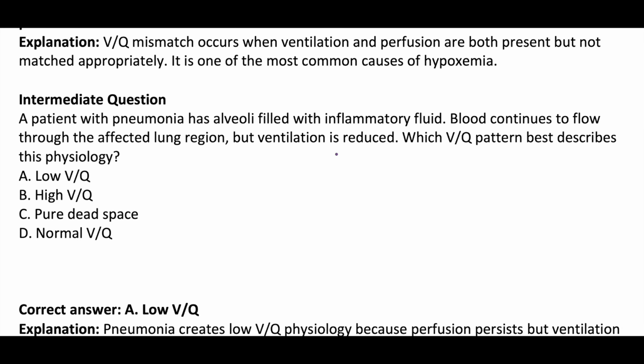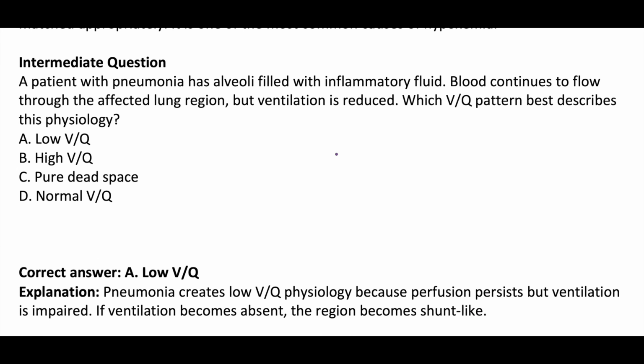The correct answer is A, low VQ. Remember, low VQ, if you make the ratio, is low ventilation for the amount of perfusion, because your alveoli are filled with pus, so you cannot ventilate them, and it's not affecting the blood flow at all.